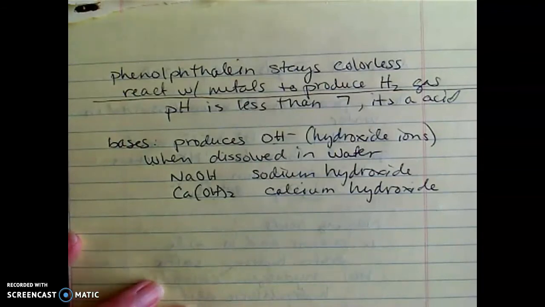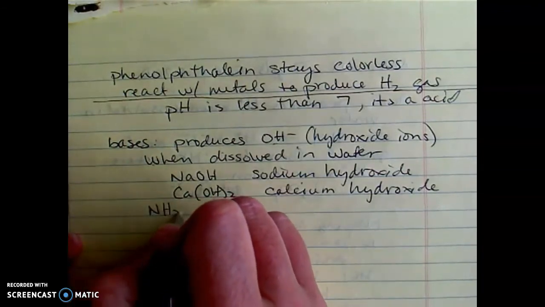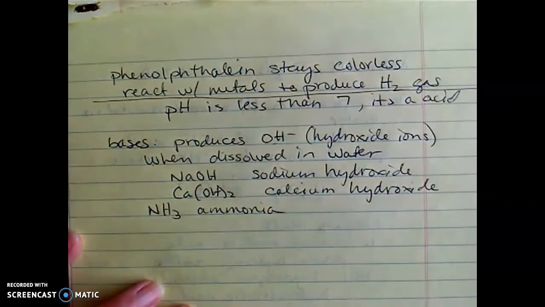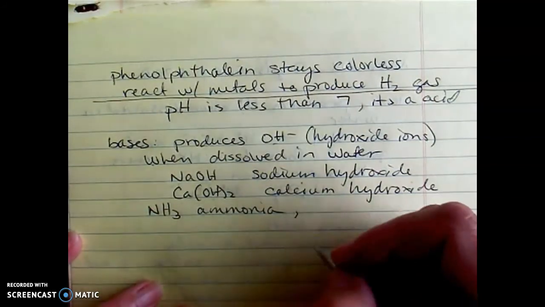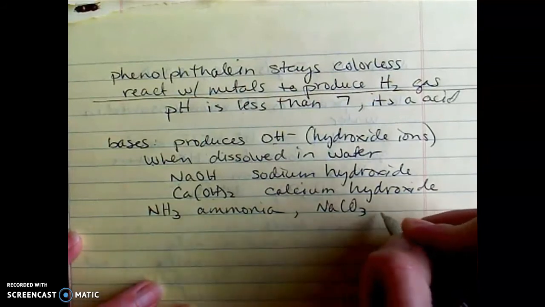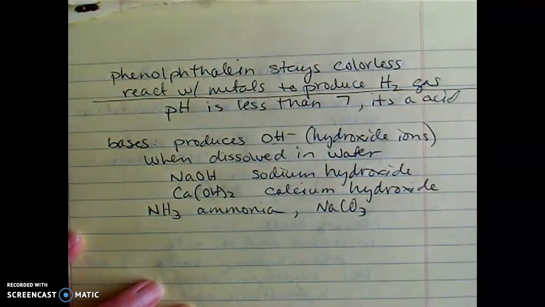The ones that are a little more difficult, NH3, ammonia. Notice it does not have an OH, however it is a base. Another one is sodium carbonate. When you see carbonates, those are bases as well. This is a very common base that we see.